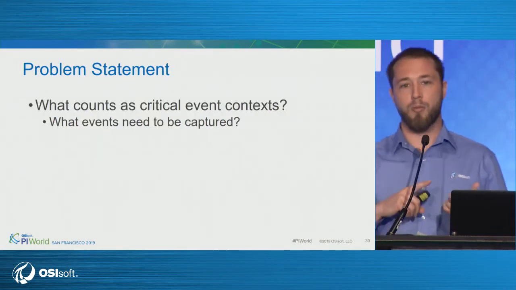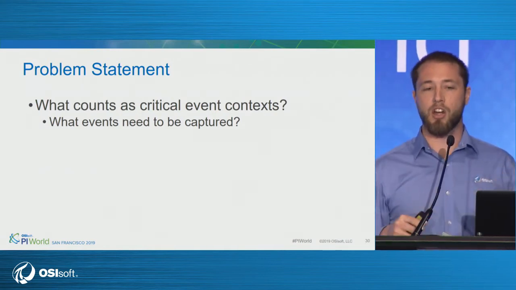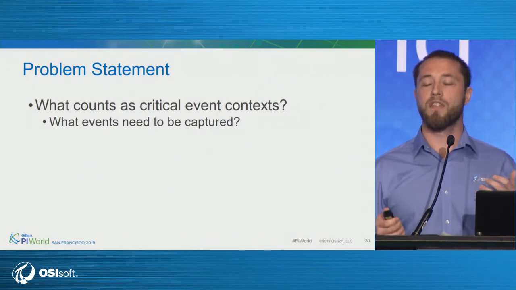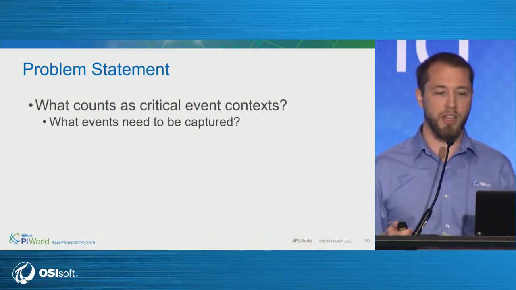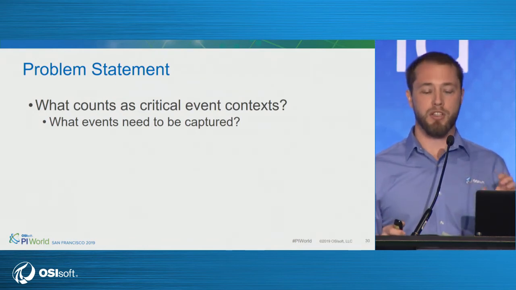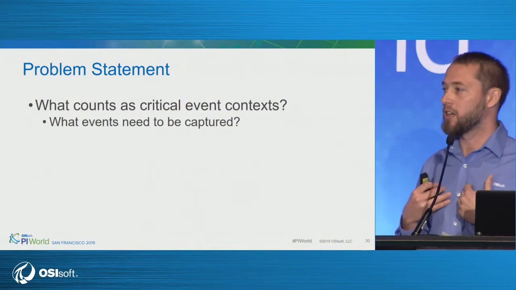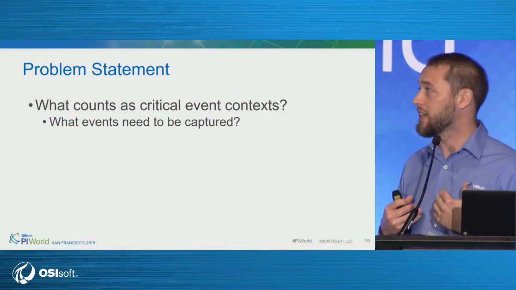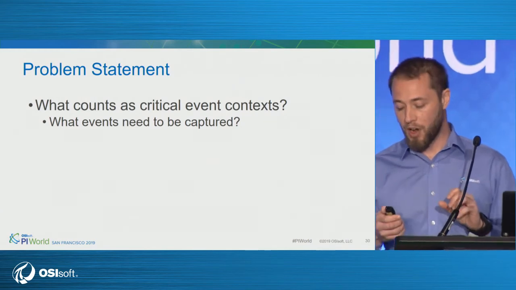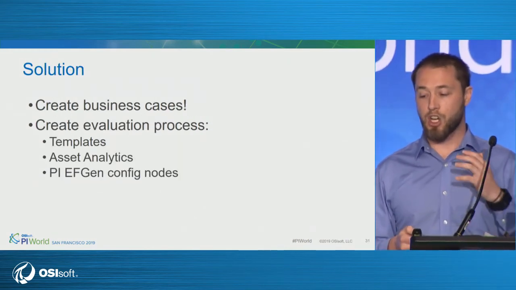So with this, I created a problem statement, a solution, and a result that current customers who are generating event frames can go through in order to verify and see if they're getting the most context out of their event frames. Before we get into that, though, you really do need to stop and think, what counts as a critical event context for me and my situation? What do I need? What events do I need to capture? Only after you've done that can you go to the next step of creating a business case and creating an evaluation process.